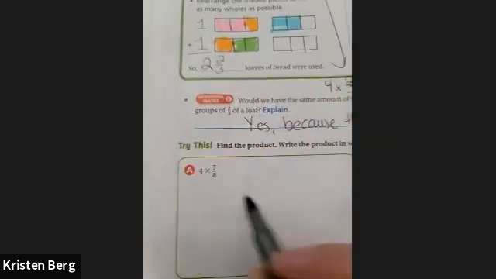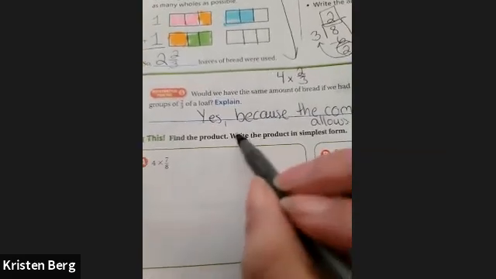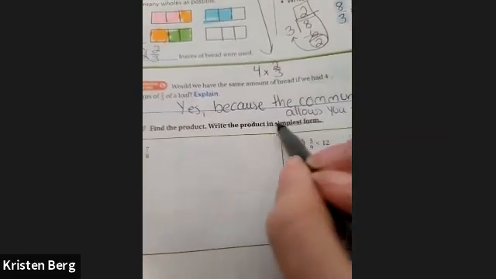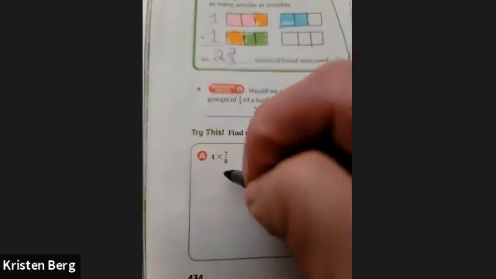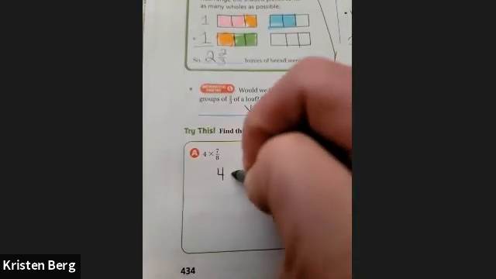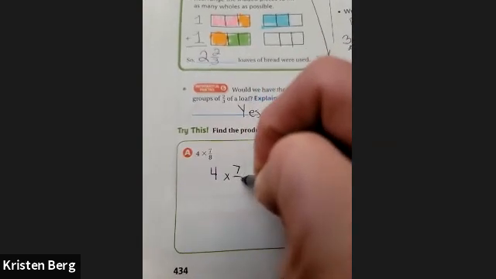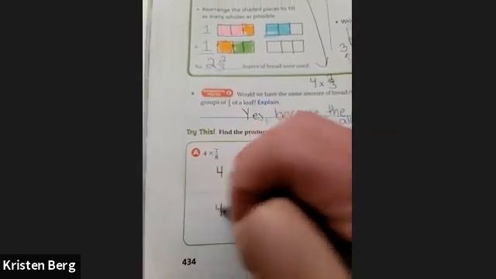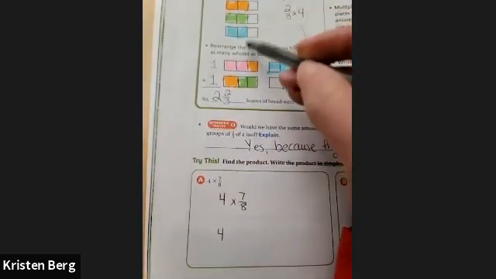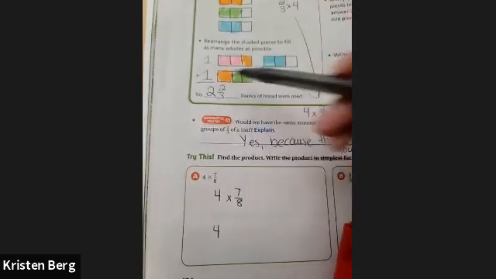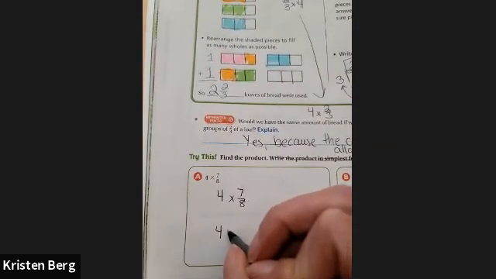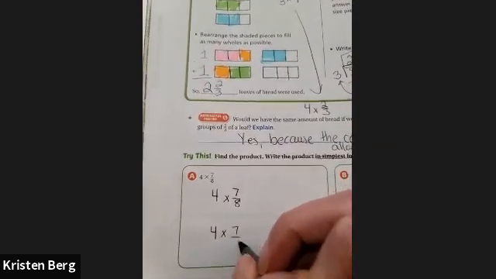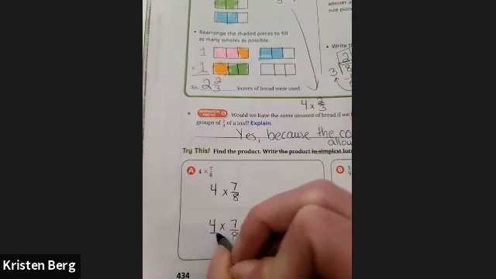This is what is next. They just want you to find the product. It says to write it in simplest form. It is up to you if you want it in simplest form. Again, that is not a big deal if it is not. However, I am going to show you both ways. I personally am not going to use the model method, but if you want to use it, you can. I'm just going to be showing you both ways to multiply.